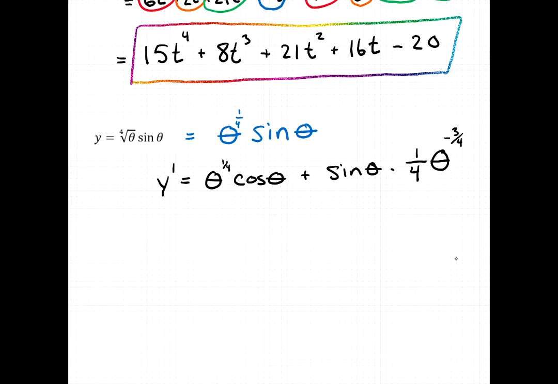Now let's do some simplifying. You never want to leave negative exponents in your simplified answer. So y prime should equal theta to the 1/4 times cosine of theta plus, looks like we have the sine of theta over 4 theta to the 3/4 power, the 1/4, so the 4 is on the bottom, and we bring this negative exponent to the bottom, it becomes positive.